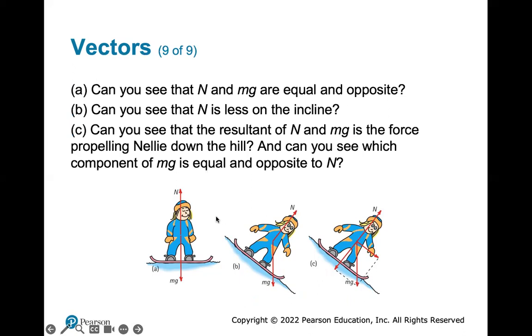The normal, this actually should be smaller than this one, and it's less on the incline because it's reduced by a factor from the angle. Can you see that the resultant of N and mg is the force propelling Nellie downward on the hill? And can you see which component of mg is equal and opposite to N? This component is opposite N.